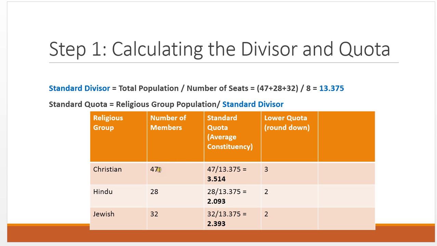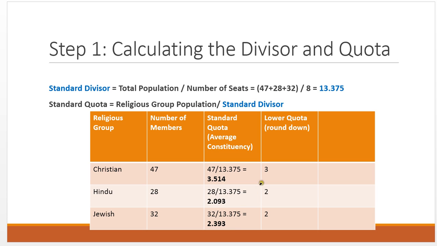So when we do the division for the Christian group, we get 3.514. When we do the division for the Hindu group, we get 2.093. Notice that we divided 28 by the standard divisor. And for the Jewish group, we divided 32 by the standard divisor and got 2.393.